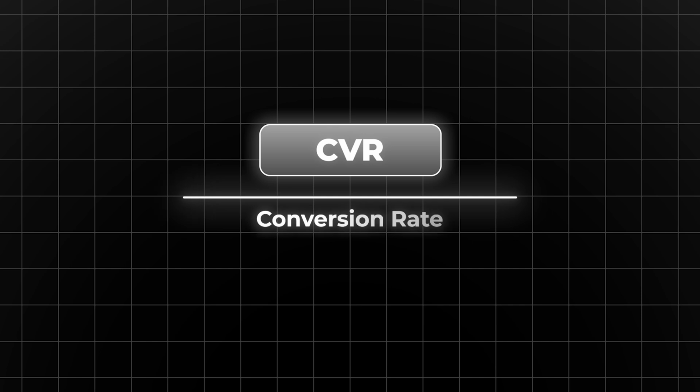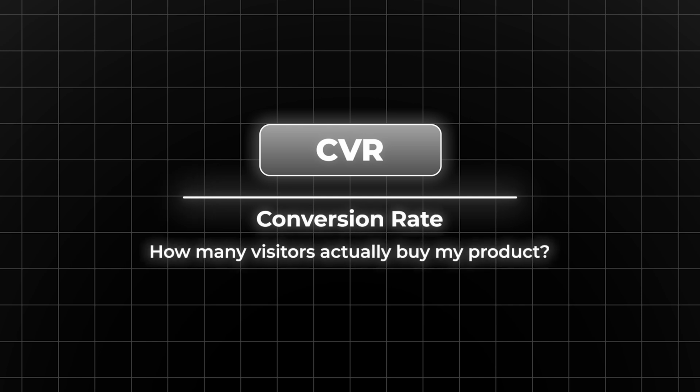CVR, conversion rate. So how many visitors actually buy my product? There's a few things that we could influence CVR with, our site speed, right? A 1-second delay can drop conversions by almost 7%. I can't tell you how important your mobile site speed experience is.